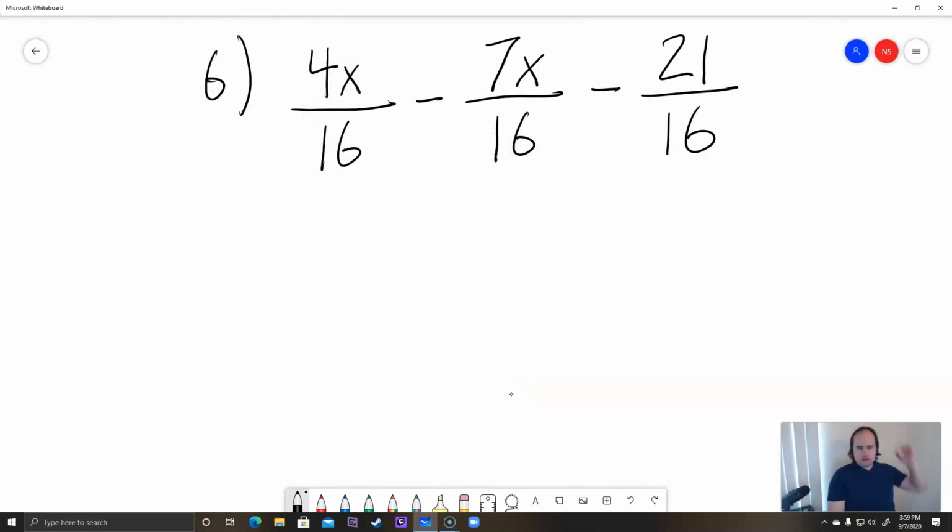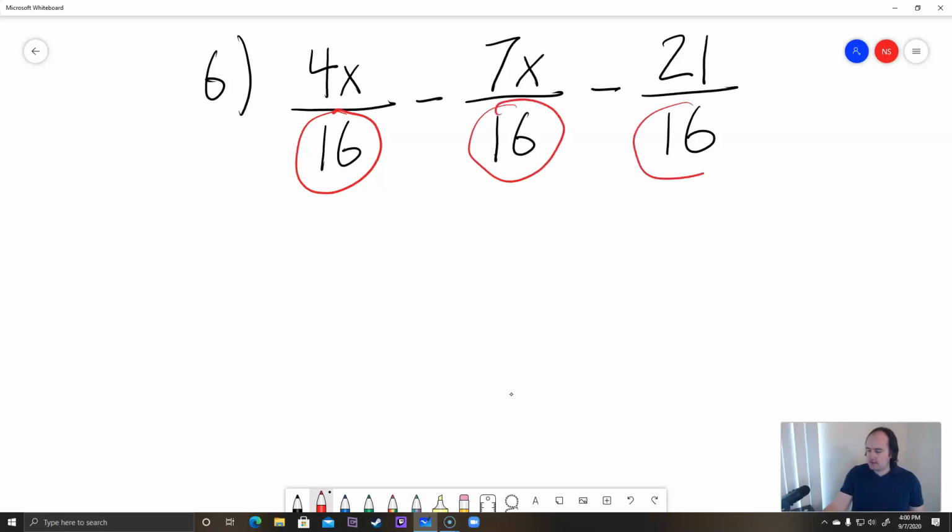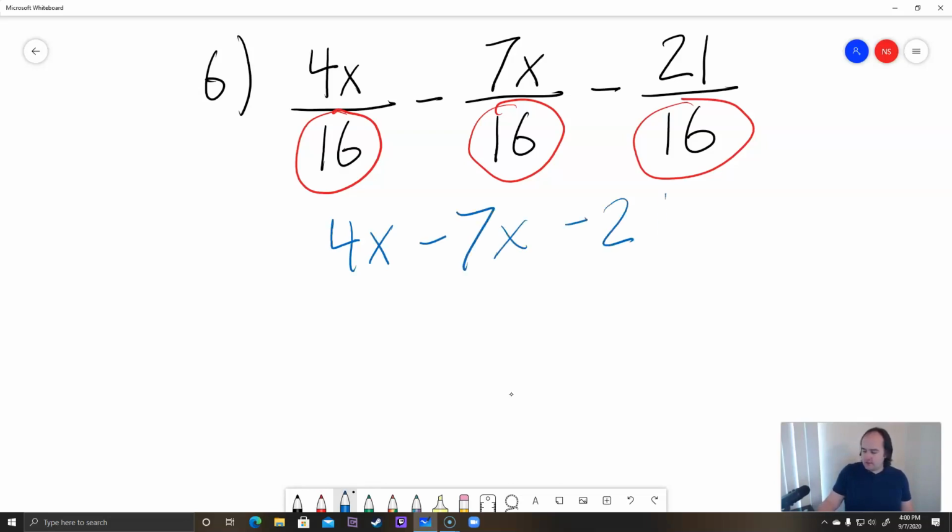Okay? So for this one, notice once again they're all like fractions because they have the same denominator. So we're going to keep the denominator and then add or subtract on the top. So what that's going to look like is on the top we're going to have 4x minus 7x minus 21. And that's all going to be over our denominator 16. Okay, and it's up to you whether you want to write the 16 down in the denominator, but don't forget that it's still there.